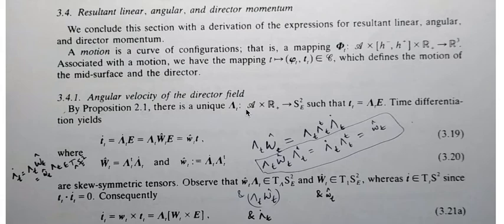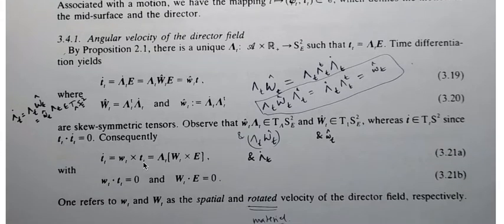So first we will look at how to write linear momentum, angular momentum and director momentum, all three. In order to do that, we'll first look at the inertia terms. So we have T dot coming in. So how to write T dot, that is in terms of the angular velocity.